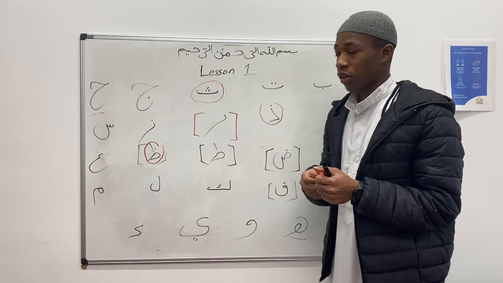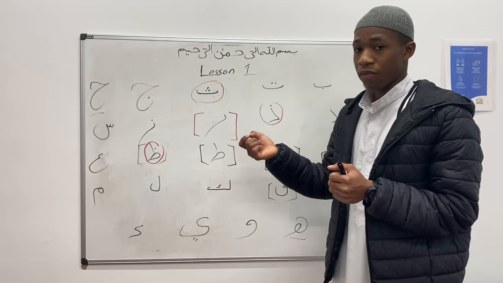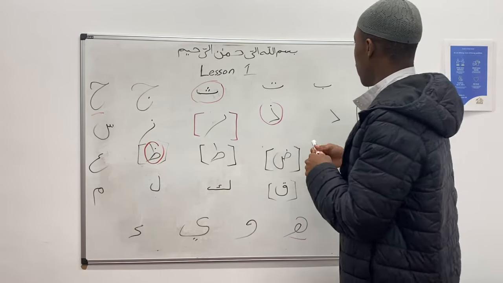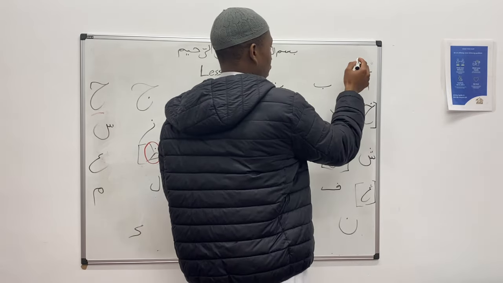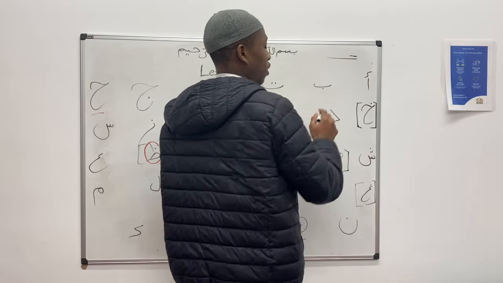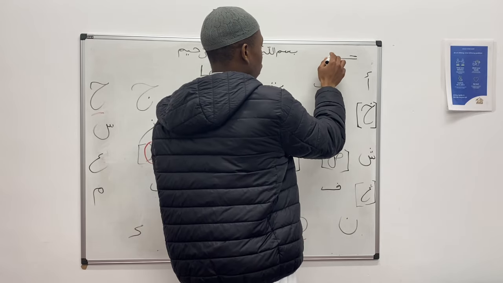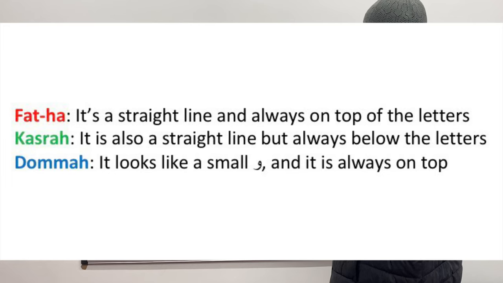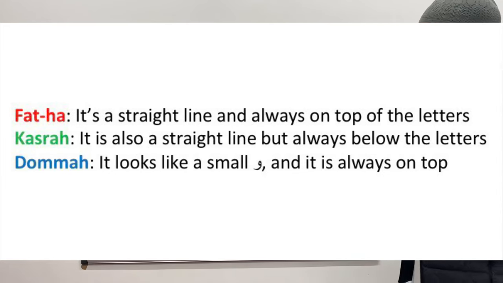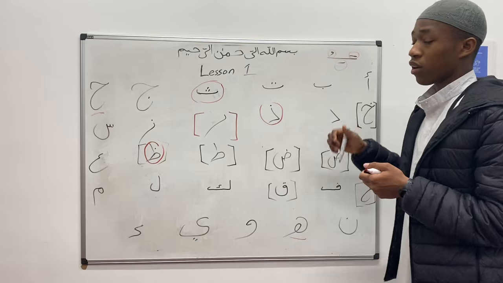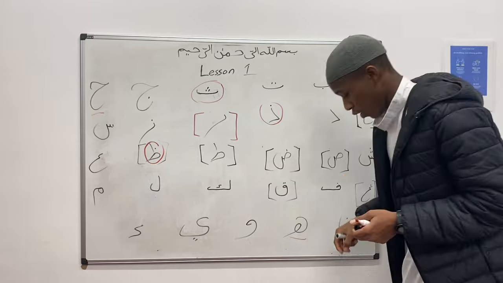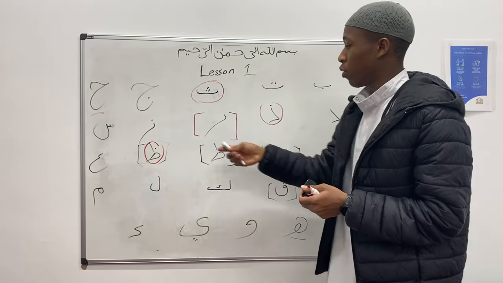Whenever ra is carrying fatha or dhamma, it will be part of the huruf al-mufakhama. When we say fatha, we mean a line that is always on top, and kasra is the one below. And whenever the ra is carrying kasra, then it is not part of the huruf al-mufakhama. I think that's clear. So here we go, inshallah.